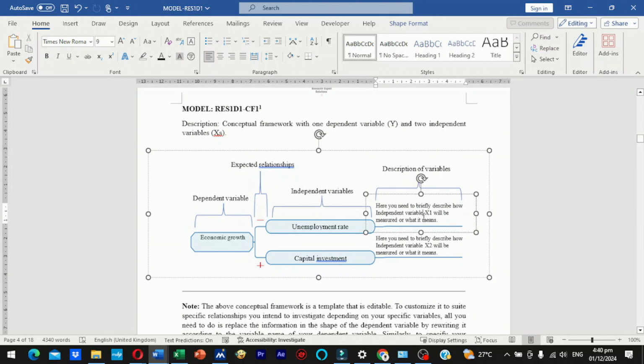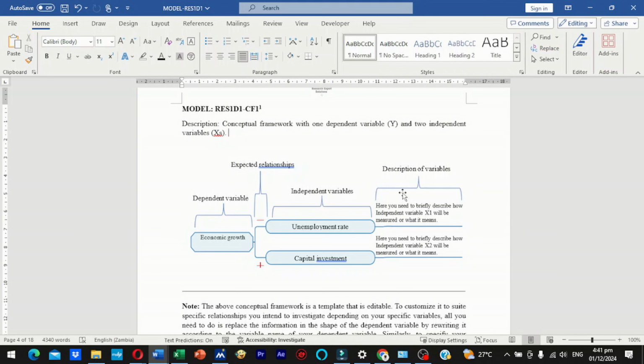So basically, research conceptual frameworks are very important, and this is where every study begins, because without a research conceptual framework, you do not have an idea of what you're trying to investigate. A research conceptual framework is the most important part of any study, because it gives us an overview of what you are trying to investigate.